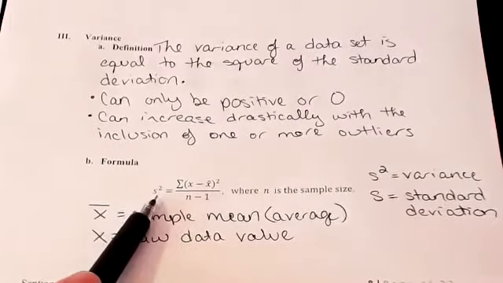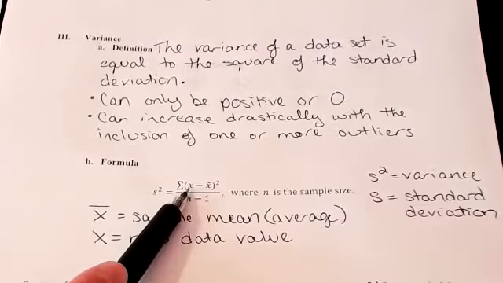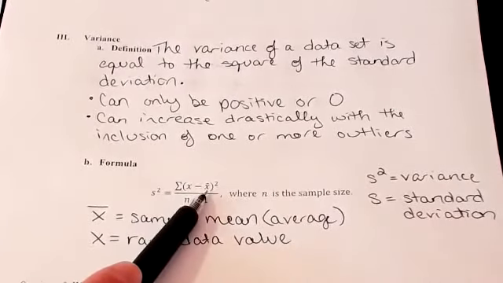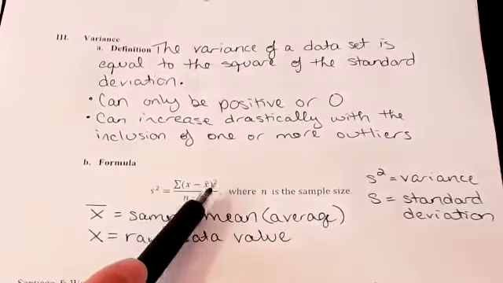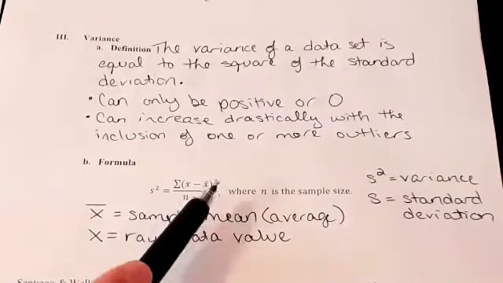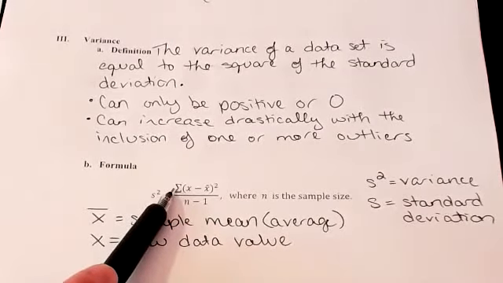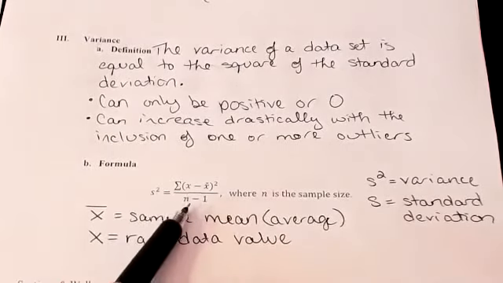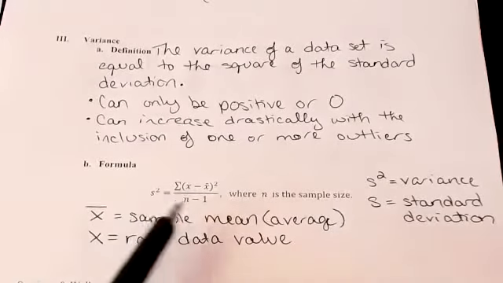So to find the variance, you're going to take each raw data value and subtract the mean. Once you do that, you're then going to square each of those values. Once you square them all, you're going to add them together. After you add them all together, then you divide by one less than the number of items you have in your set. That's what this formula says.